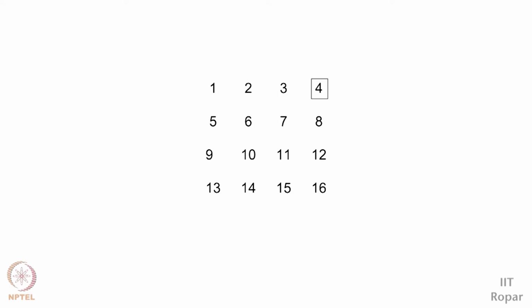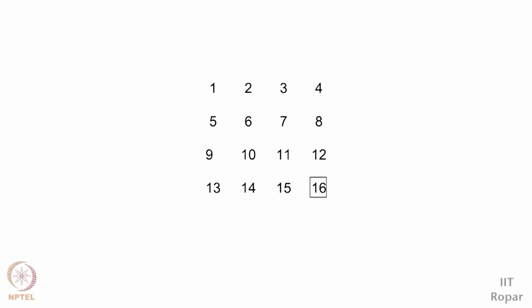Now after printing the first row, I'll shift to the second row, first column, which is the first element of the second row, 5. Then I'll go to 6, 7, 8, second row is over, third row, 9, 10, 11, 12, third row is over, fourth row, 13, 14, 15, 16. So usually we print like this. In this program we are not going to do this. We are going to do something else.